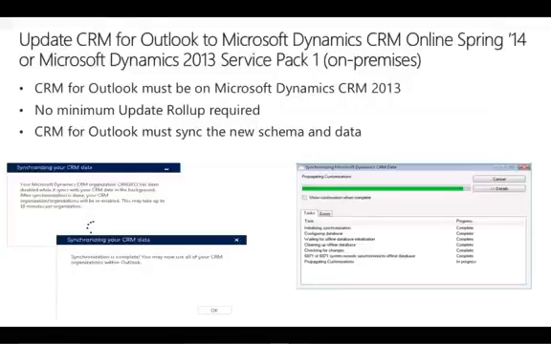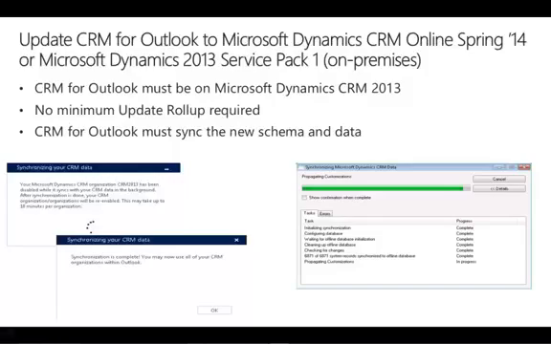When upgrading to this update, you must be on the CRM 2013 Outlook client. If you are on a 2011 client currently, you'll first need to upgrade to the 2013 client and then apply the update. Once you have the CRM 2013 client installed, there is no minimum update rollup required. You can be on RTM, Update Rollup 1, or Update Rollup 2 in order to apply this service pack.